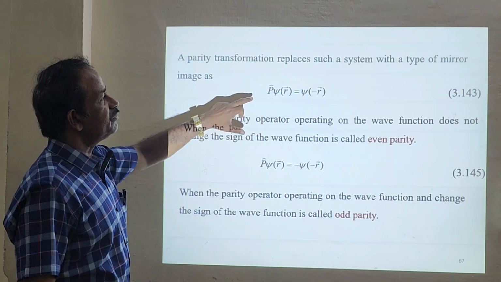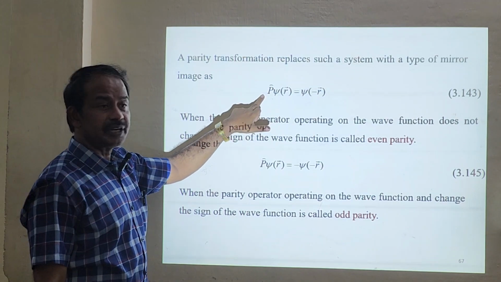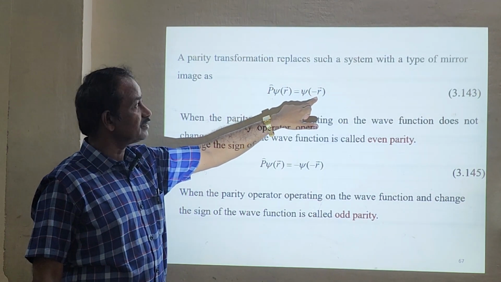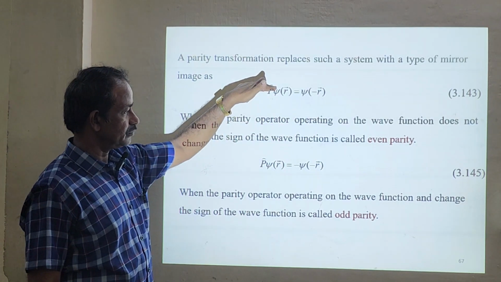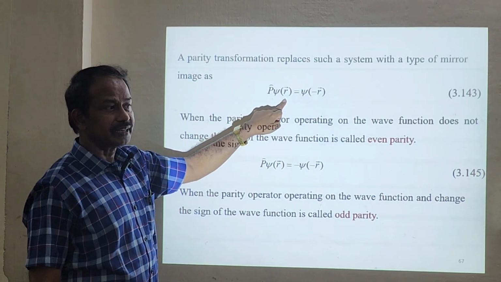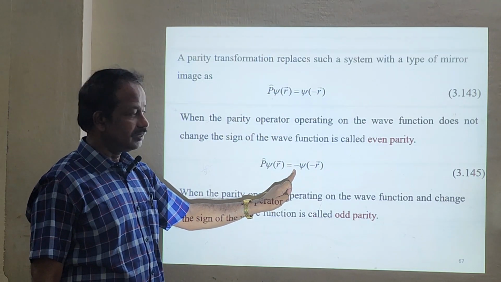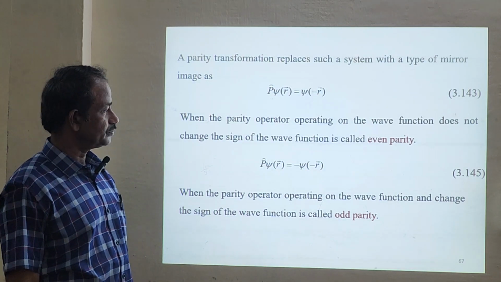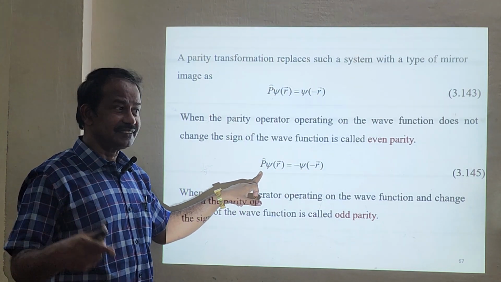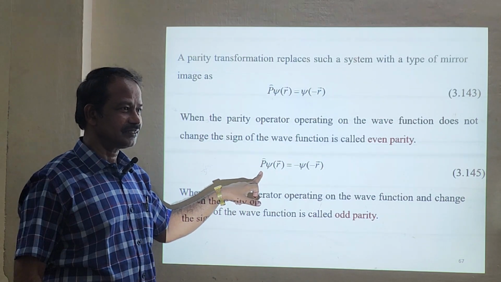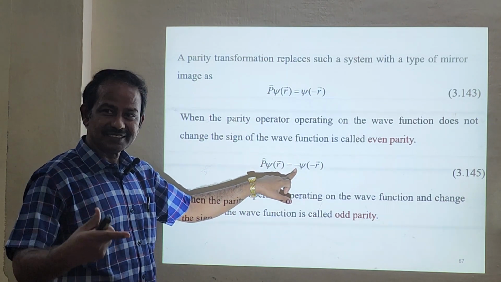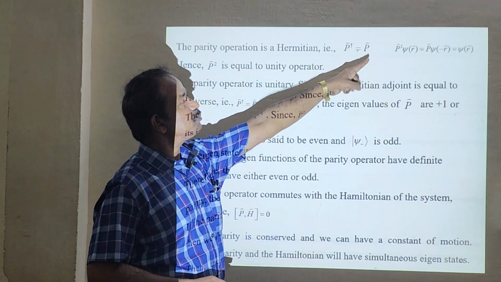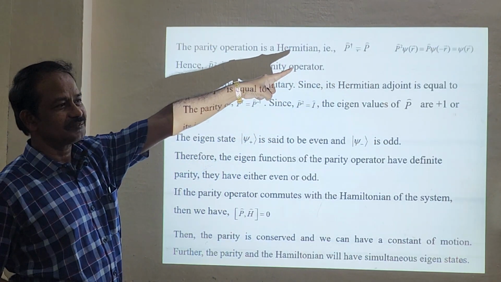So this is the definition of parity. The parity operator operates on the wave function and will give you psi of minus r. So r becomes minus r. What we call this is even parity. Suppose the minus sign is there, we call this odd parity. So we have even parity and odd parity. If you operate twice, then this minus will become plus again. For example, P squared psi of r will give you plus psi.